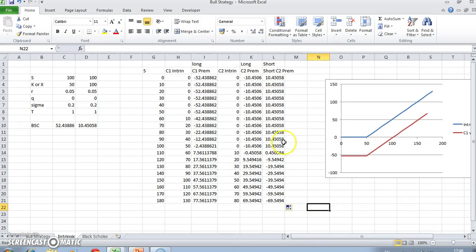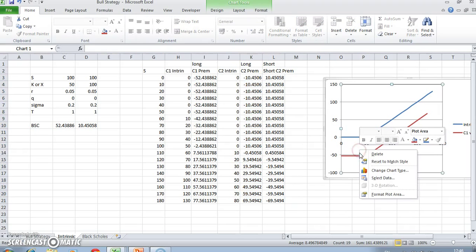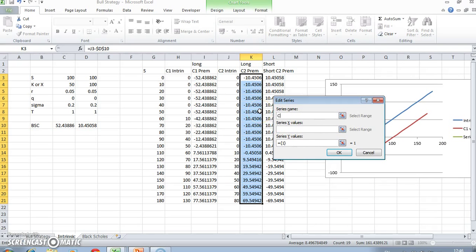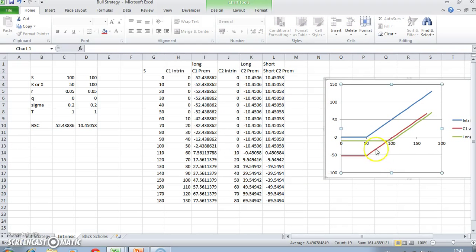Now, just to illustrate, if I want to incorporate this set of data here, the long position, and have a look, I could right click, select data, add long C2 premium, X, so the underlying value of the stock or whatever the asset, and we take this range of values here and click OK, and OK, and you can see this is the premium. This is the C2 position.